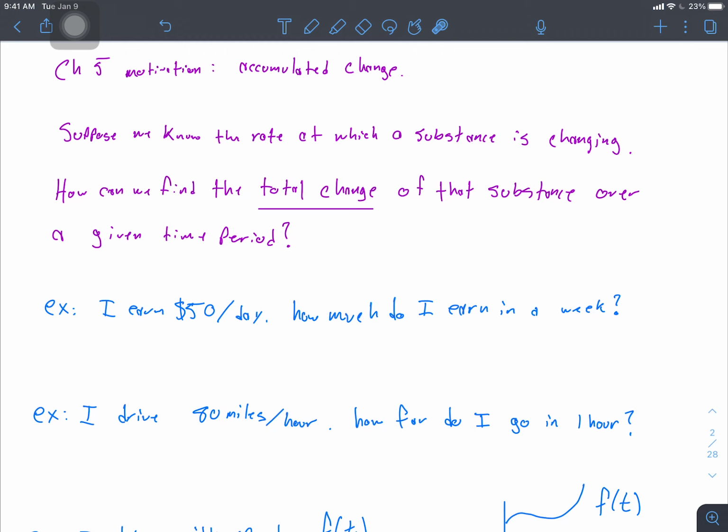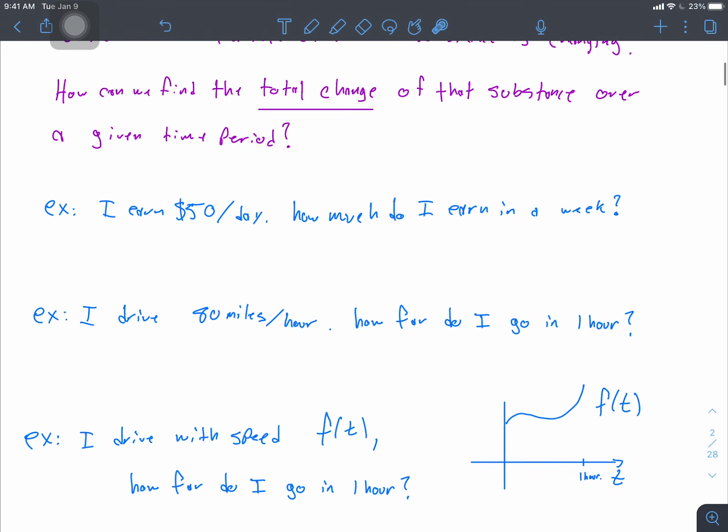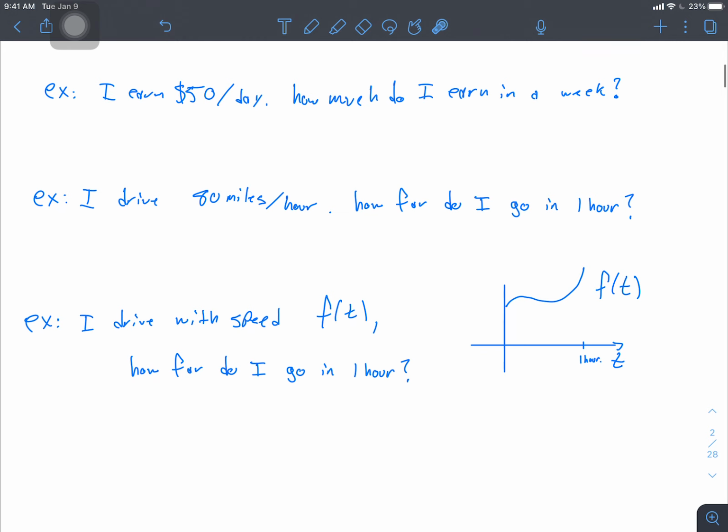So we want to ask, how do we find the total change of a substance over a given time period if we know the rate at which that substance is changing? If I earn $50 a day, how much do I earn in a week? Or if I drive 80 miles an hour, how far do I go in 1 hour? These types of questions are going to be what we're asking. And then we're going to get a little more complicated with it.